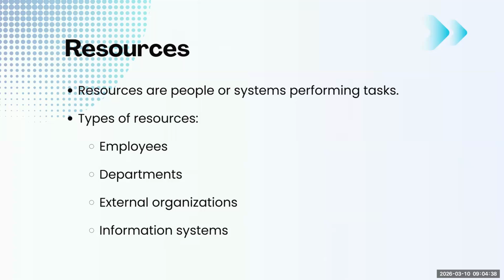Resources. Resources represent the people or systems that perform tasks within a process. Resources can include employees, departments, external organizations, or information systems. For example, in a typical order processing workflow, a sales representative, inventory system, and shipping department may all act as resources. Clearly defining resources helps organizations understand who is responsible for each activity in the process.